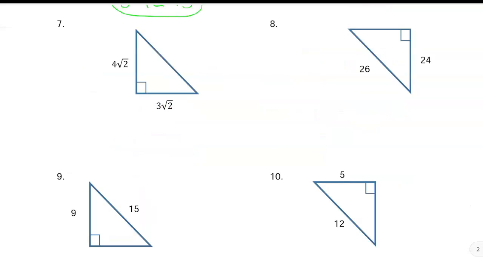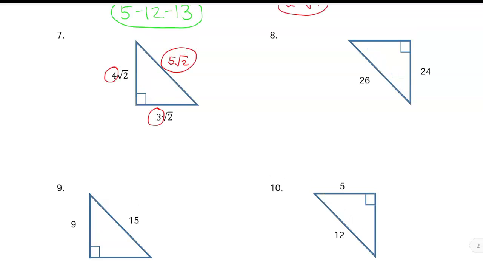Number 7. I realize these sides of 3 root 2 and 4 root 2 are not whole numbers, but I'm playing on the notion that there's a factor of 3 and a factor of 4. So the hypotenuse would have a factor of 5, and each side was getting multiplied by root 2. So the missing side is 5 root 2. Number 8. Try number 8, turn off the video, and then come back to see the answer.